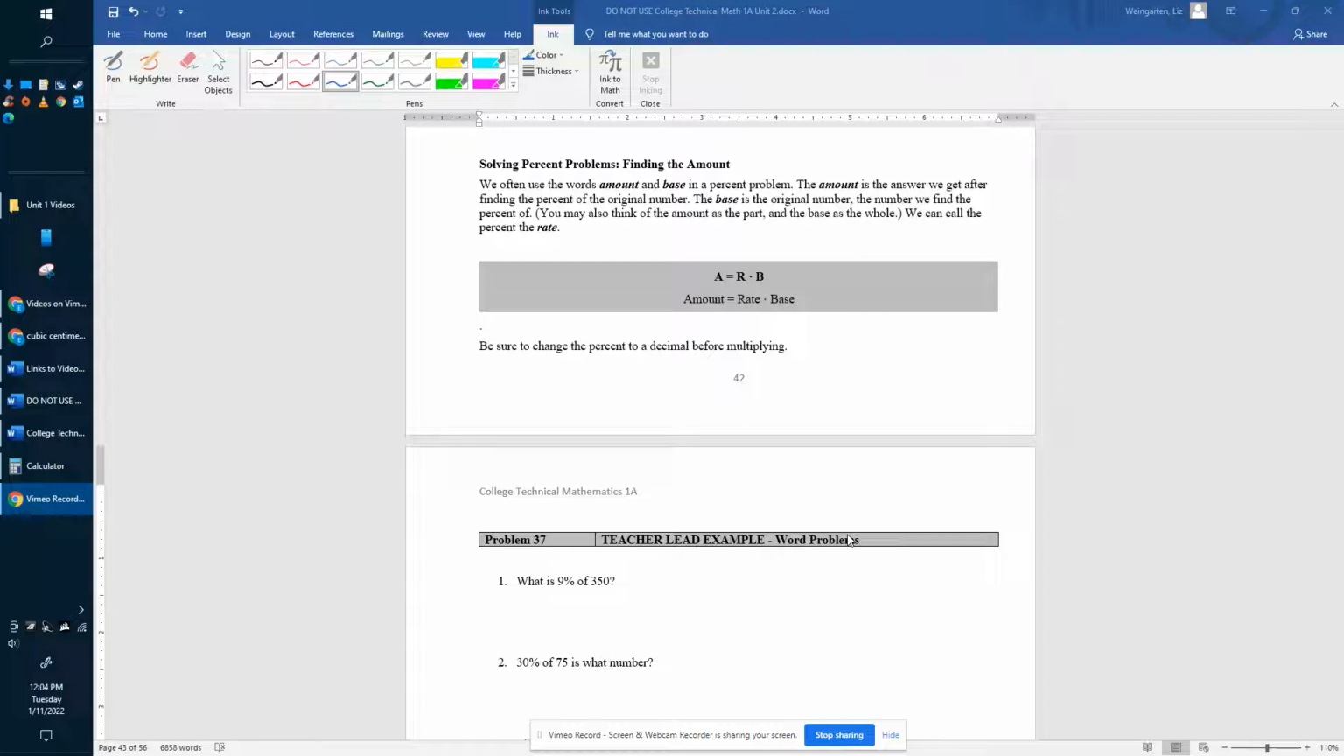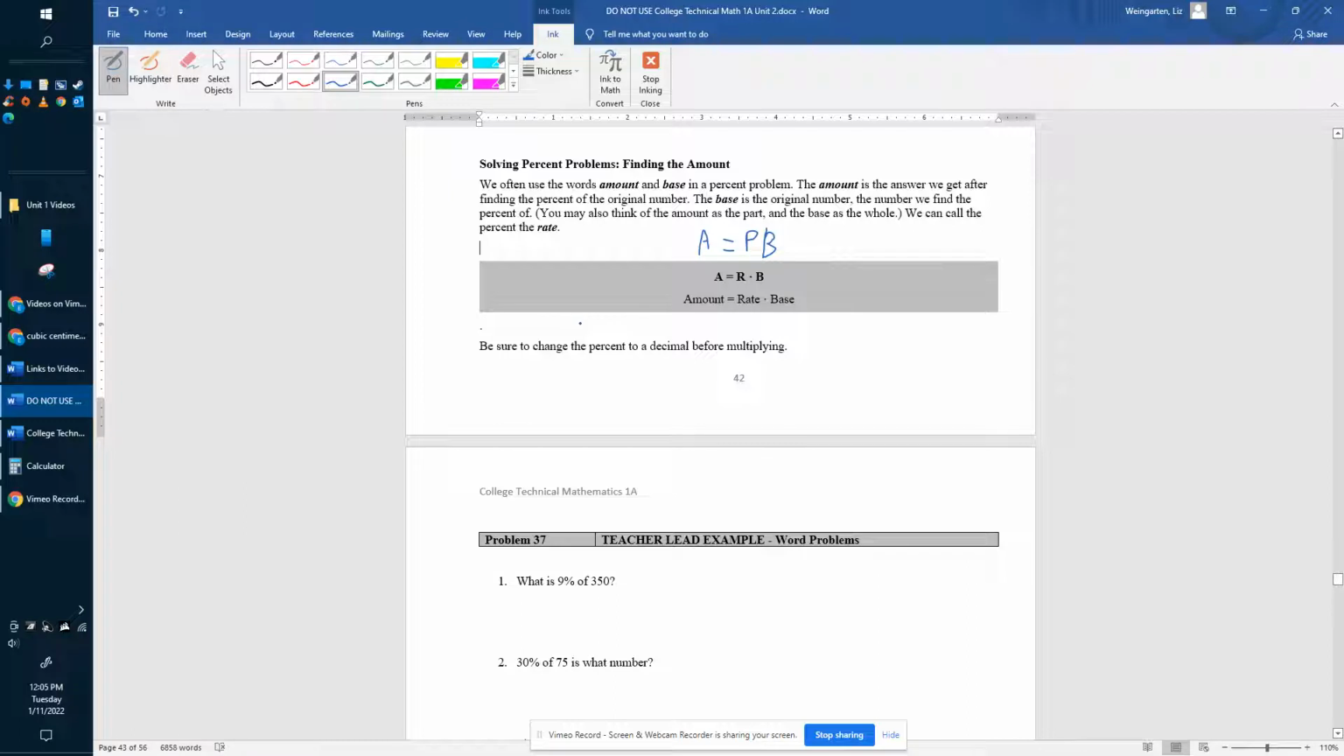With our percent problems, we start with the basic formula, amount equals rate times base. What does that mean? Your rate is your percentage. If you prefer using the formula A equals P times B, where P is the percentage, that's fine too. You can write that in your notes if you want. A equals percent times base.